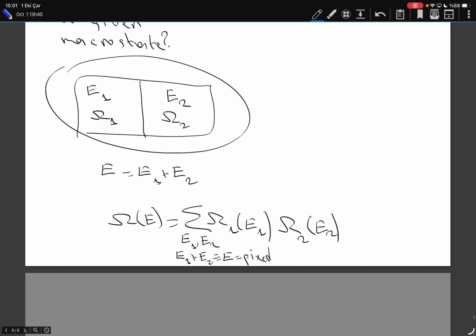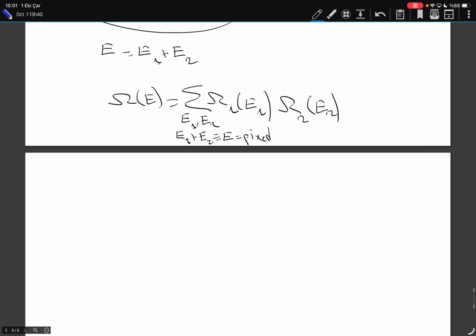So this is the total number of microstates of my combined system. E1 is fluctuating, E2 is fluctuating, they can change. They are exchanging energy. But now I can ask you the question: what is the most probable value of E1? We can try to maximize it.